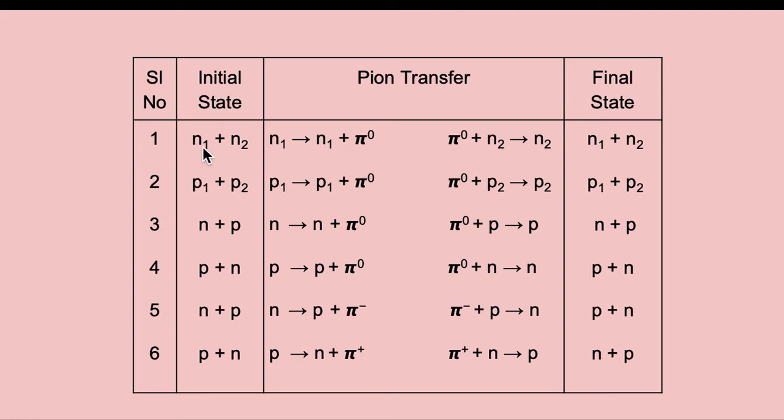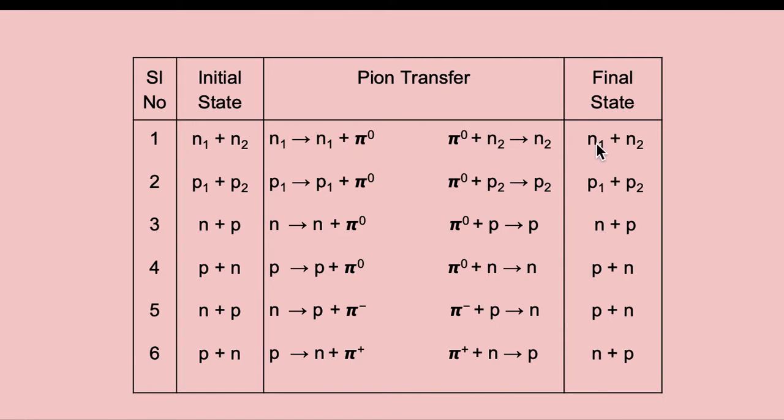You can see the first one. This N1 plus N2 means you have two neutrons. The first neutron is now becoming a neutron plus a pi zero, that means a neutral pion. And that neutral pion goes to the second neutron, and when it is added to the second neutron, again you get a neutron. That means you have a neutron and a neutron. This pi zero is moving between them.